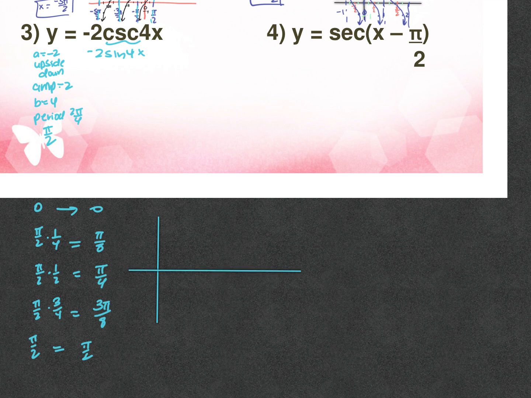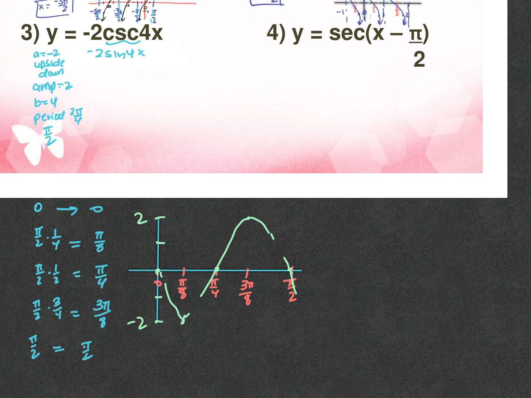Mark those on your x-axis, so 0, pi over 8, pi over 4, 3 pi over 8, and pi over 2. The amplitude again was 2 and negative, and it's sine. So I'd start at 0, I'd go down to 2, up, up. And my sine curve looks like that.